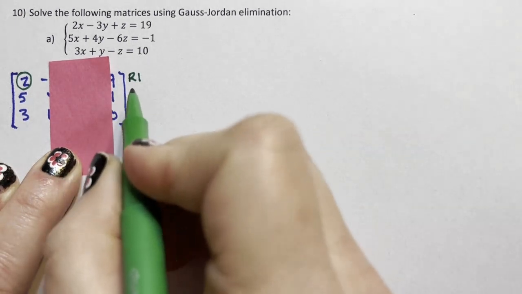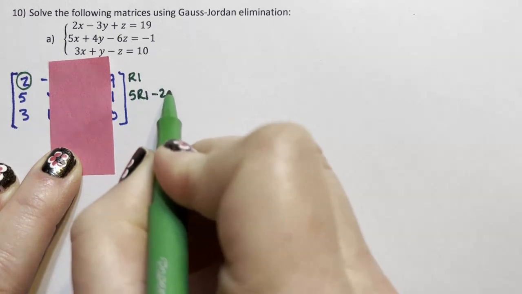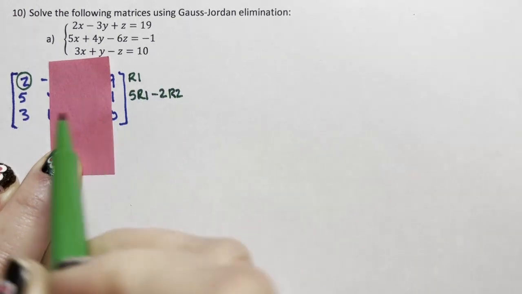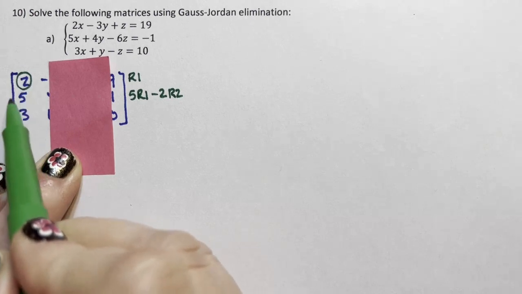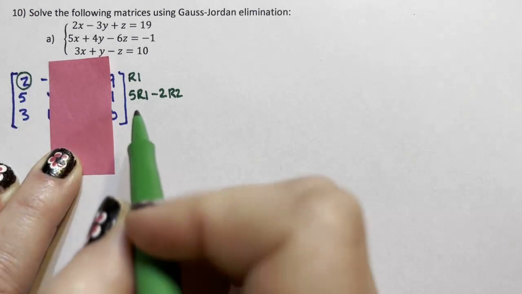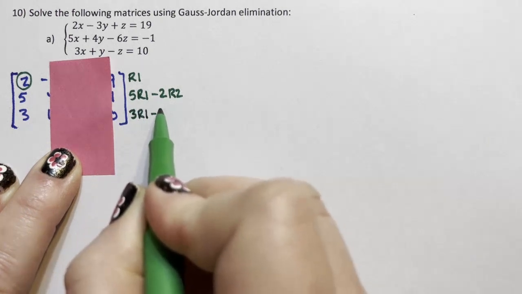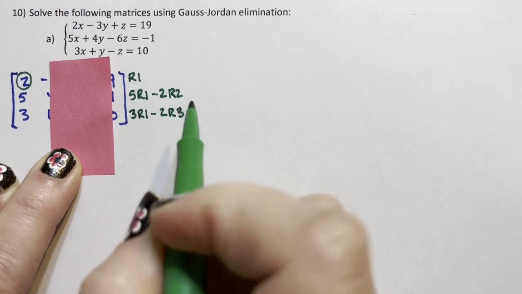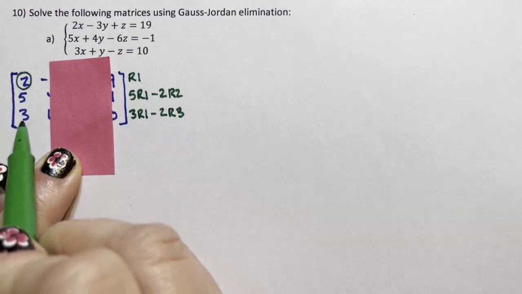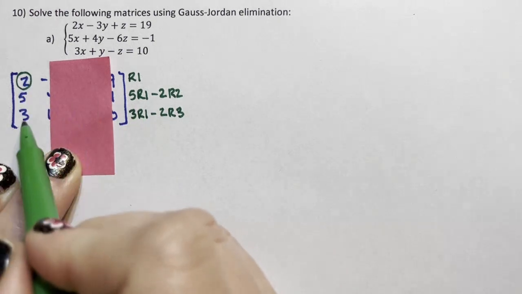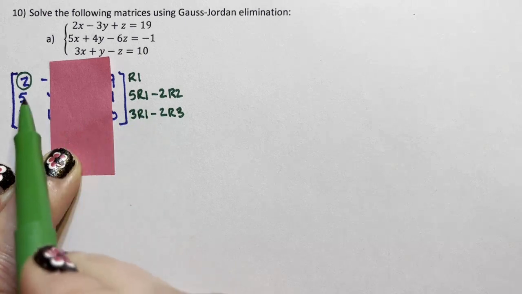I'm going to use the 2 to zero everything else out. So to do that, I'm going to say 5 times row 1 minus 2 times row 2. It's subtraction because the signs are the same, so I'm going to do 2 times 5, 5 times 2, that will make this a 0. For row 3, I'm going to do 3 times row 1 minus 2 times row 3, because 3 times 2 minus 2 times 3 will get that to be a 0. Again, it's subtraction because all of the signs are the same. If I do these mappings, I should get my zeros.